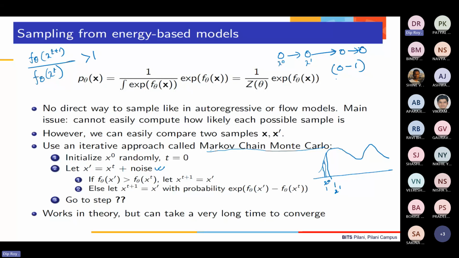What we do is we generate a number from 0 to 1, any random number from 0 to 1. If that random number is less than this ratio, okay, then we basically keep the same state. If it is more than the ratio, then we basically move to the next state. How does it help?